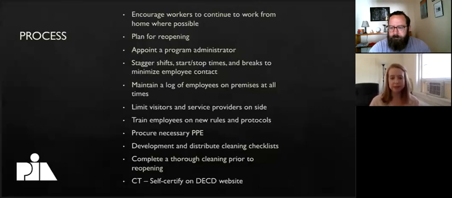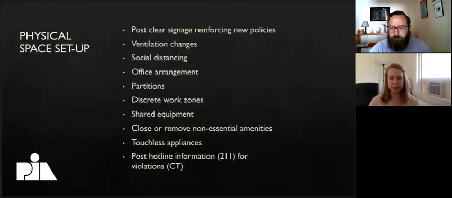And for Connecticut specifically, there's a self-certification on the Department of Economic and Community Development website. That also provides you a virtual badge that you can post on social media and your website to share with customers and the general public that you have taken the steps recommended by DECD to reopen. So that way, if you're starting to open your doors up to customers again, they know you've taken these steps and are continuing to take these steps to reduce the risk of COVID-19 spreading as much as possible.